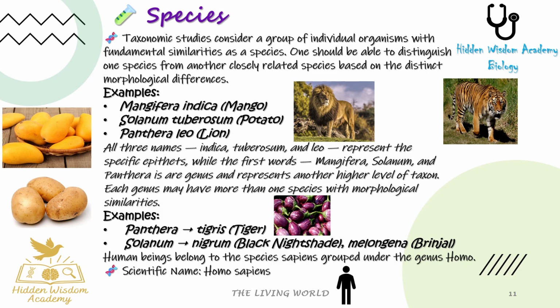Each genus may have more than one species with morphological similarities. For example, Panthera tigris, tiger; Solanum nigrum, black nightshade; Solanum melongena, brinjal. Human beings belong to the species sapiens, grouped under the genus Homo. The scientific name is Homo sapiens.